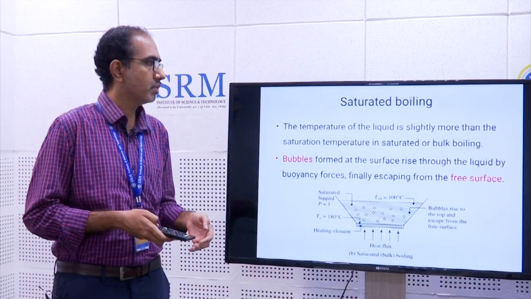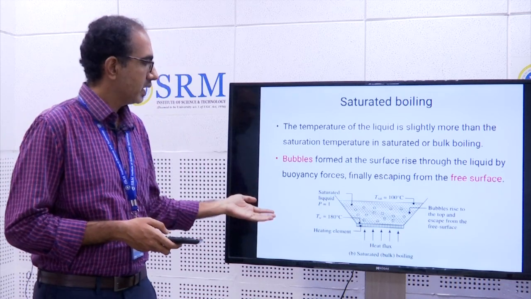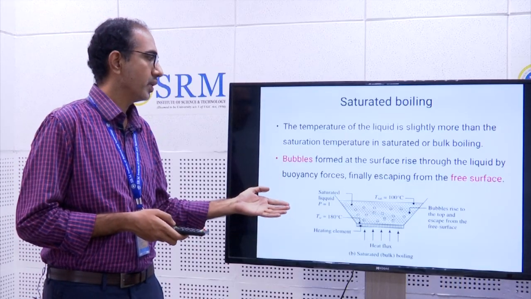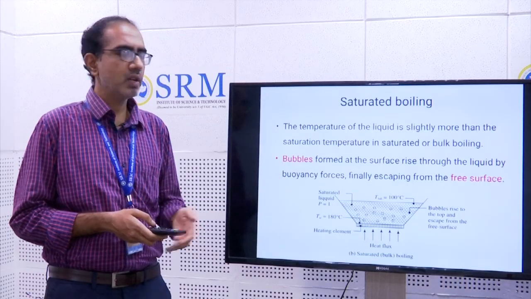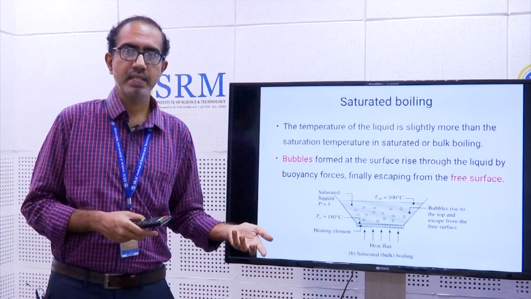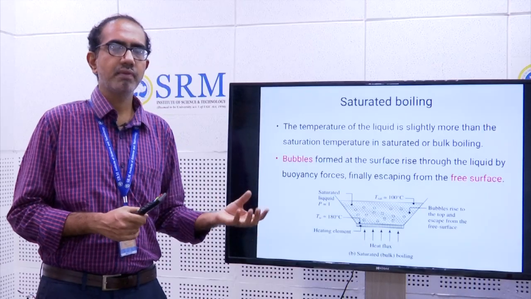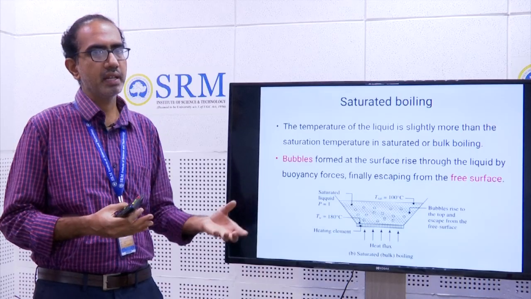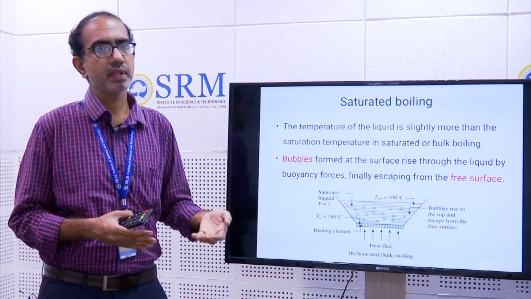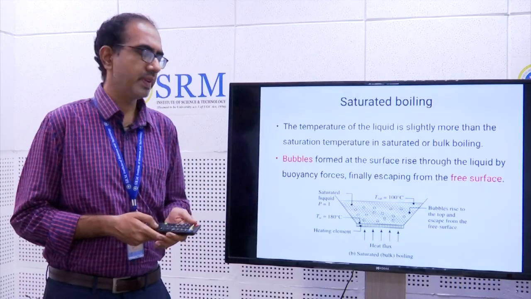Next is saturated boiling. In saturated boiling, we have a wall temperature, let us take 180 degrees Celsius, and the saturation temperature is 100 degrees Celsius. Now we are passing the heat, the liquid gets heated up and the bubbles are formed, whereas in subcooled boiling the bubbles are formed and they collapse. But here it will not happen like that. The bubble tends to rise up because of the buoyancy force and escapes from the free surface.